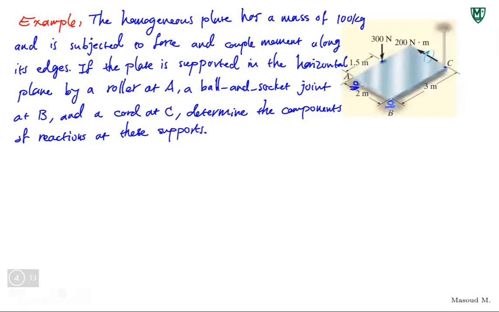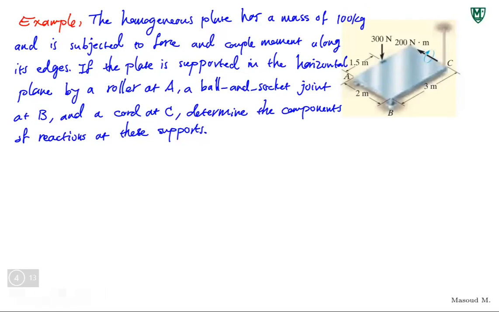Let me clean this up. All right. So we have a plate, it's in a static equilibrium. This is the situation. It is held by two supports in A and B. B is a ball and socket joint. A is just a roller, and it's also held on the other side by a rope or cord. We also know 300 Newton force is applied on that edge, and a moment 200 Newton meter is applied in the other edge, and we also know the mass.